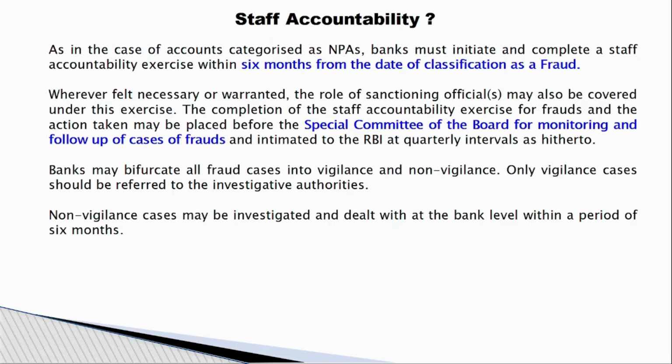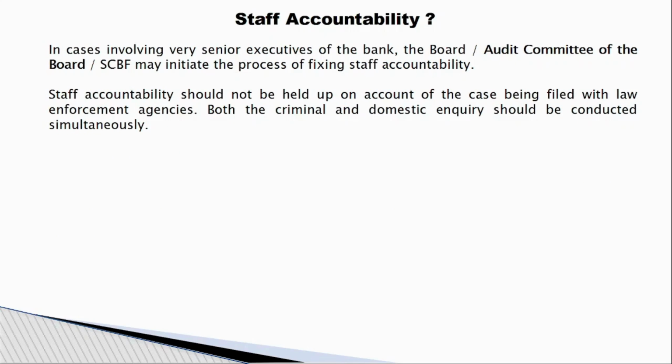Then there should be an investigation. It may be vigilance or non-vigilance based on the case, and a non-vigilance case may be investigated at bank level within a period of 6 months. Within 6 months it will be investigated and a report submitted, on whether the staff knowingly or unknowingly gave some permissions. So everything will be investigated. In case of a senior executive of the bank, the board audit committee may initiate the process of fixing staff accountability, to put some action on the staff. So the audit committee, board, and senior executives will initiate the process.